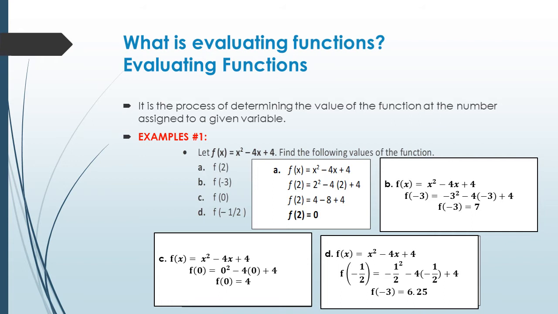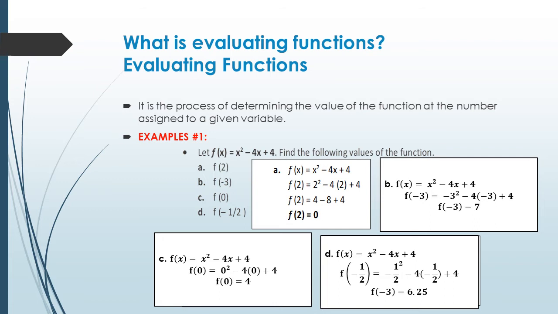Okay, letter A. So, ang given po natin ay f of x equal x squared minus 4x plus 4. So, isa-substitute na po natin yung value ng x dun sa given. So, ang ating value ng x para sa letter A ay positive 2. So, f of 2 is equal to 2 squared minus 4 times 2 plus 4. f of 2 is equal to 4 minus 8 plus 4. So, the final answer in letter A ay 0.